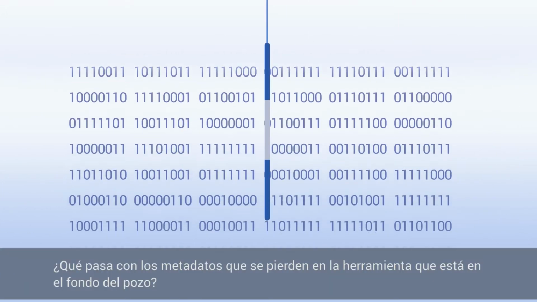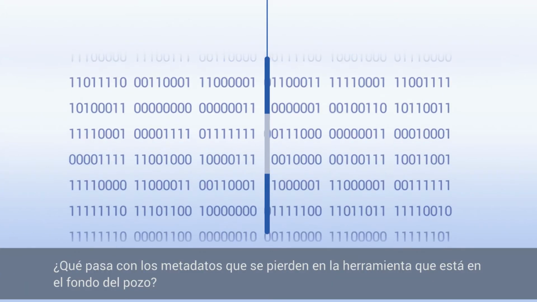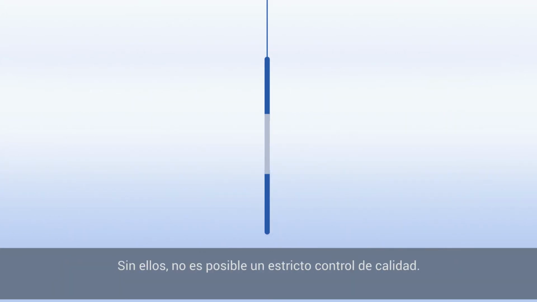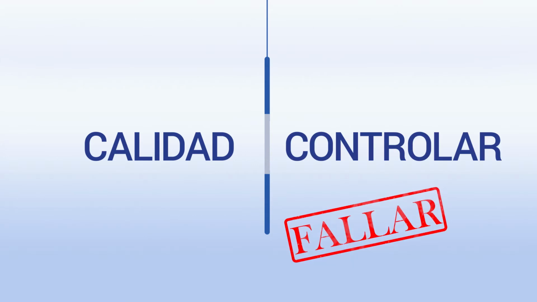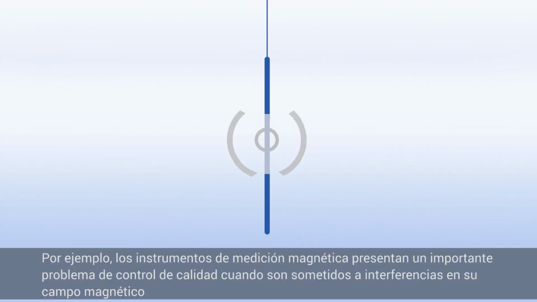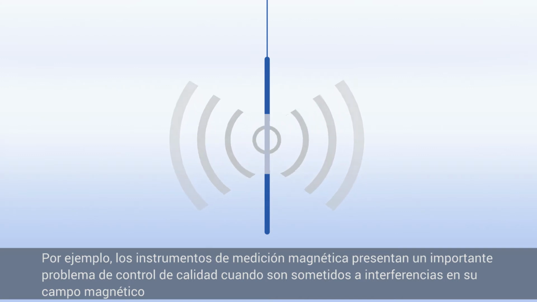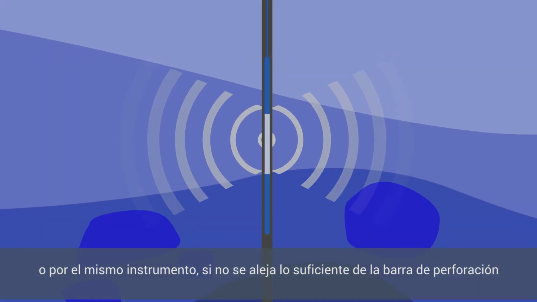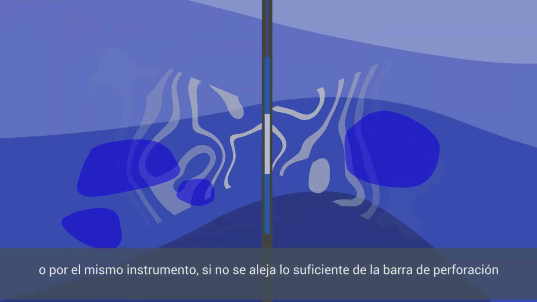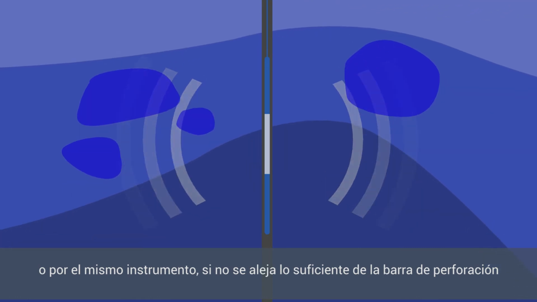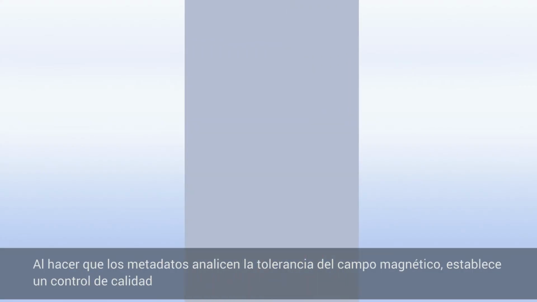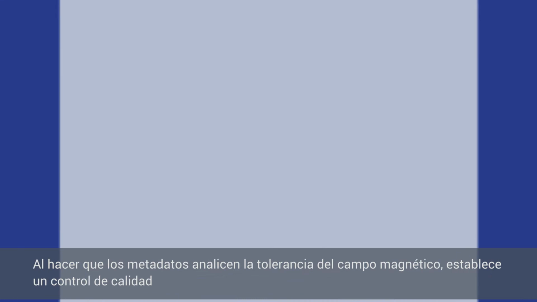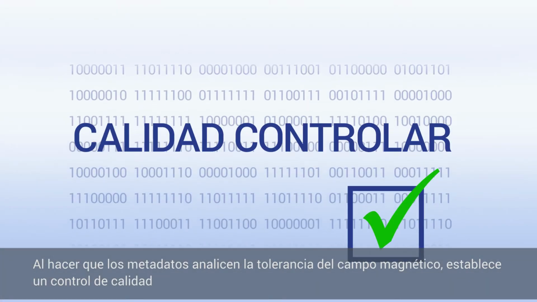And what about all the metadata from the downhole tool that is lost? Without it, there can be no rigorous quality control. For example, magnetic survey tools present a major quality control issue if the tool has magnetic field interference, either by the surrounding magnetic rocks or by the tool itself if it has not been pushed far enough past the drill string. Having metadata to indicate the tolerance of magnetic field establishes quality control.